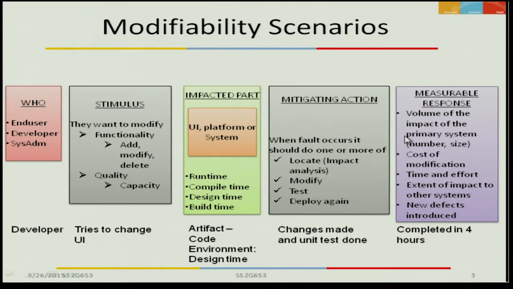The responses are the volume of the impact because of the change request, the cost of modification, it could be time and effort, extent of the impact to the other system because of the change, or new defects that are introduced. So if we follow this example, the developer is trying to change the UI, the artifact is code, the action is that unit testing is done, and this whole exercise is done in 4 hours. So in this case, the time and effort would be 4 hours by one person.